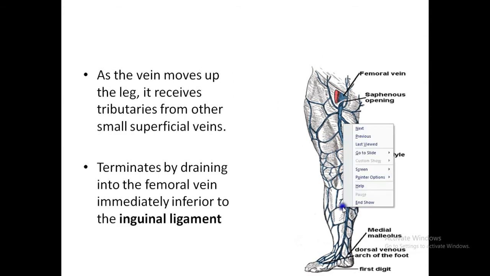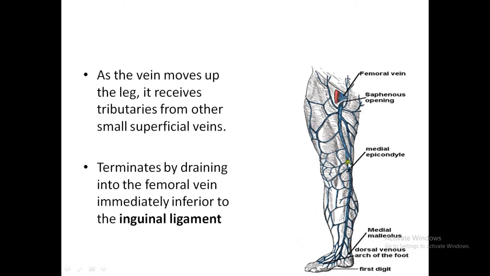As the vein moves up, higher than the medial epicondyle of the knee, it receives tributaries from the small superficial veins. You can see several tributaries coming into the great saphenous vein. It terminates by draining into the femoral vein immediately inferior to the inguinal ligament. This is the inguinal ligament, and immediately inferior to it the great saphenous vein drains into the femoral vein.